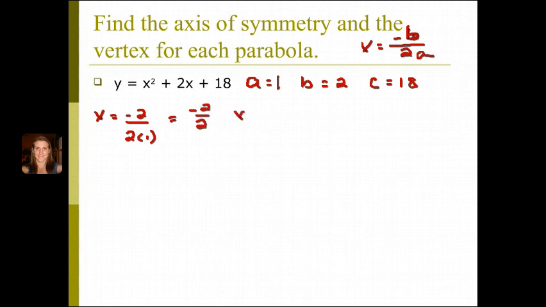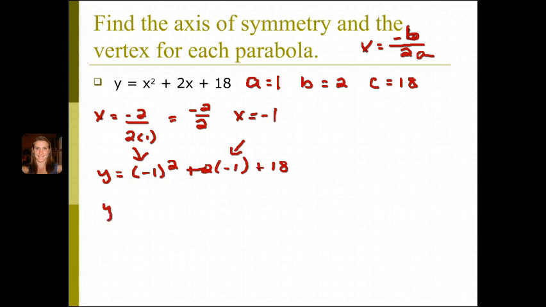which is negative 1. Plug that back in to your original equation, and you have y equals negative 1 squared plus 2 times negative 1 plus 18. Now it's very important when you plug back in that you plug them into parentheses, because if we did not put this negative 1 squared in parentheses, it would give us the wrong answer. Once you have everything written correctly, type it in your calculator exactly like you see it, and you'll see that y equals 17.